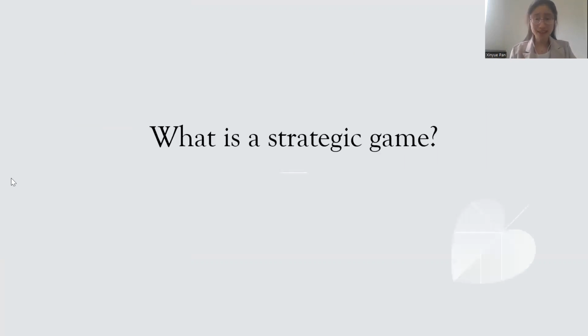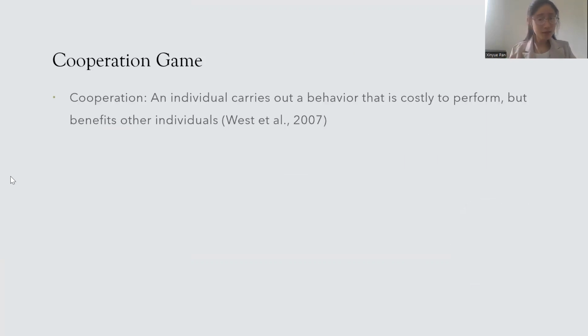So what is a strategic game? Now let's start with a simple example, a cooperation game. We are all familiar with cooperation. Cooperation means an individual carries out a behavior that is costly to perform but benefits other individuals.